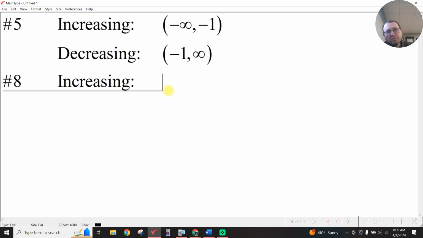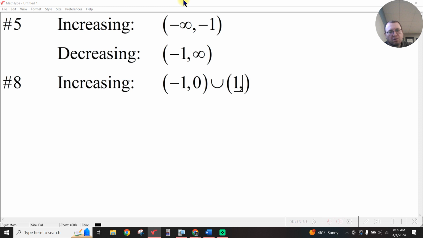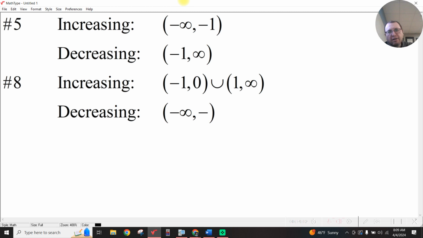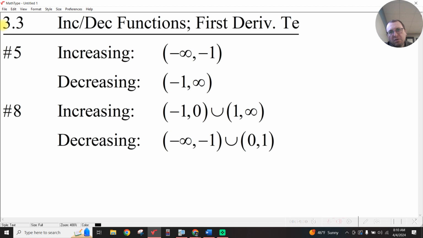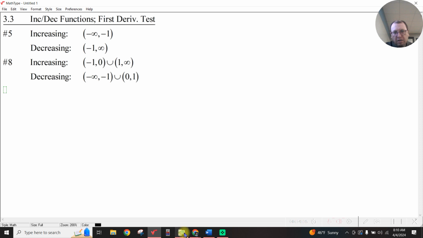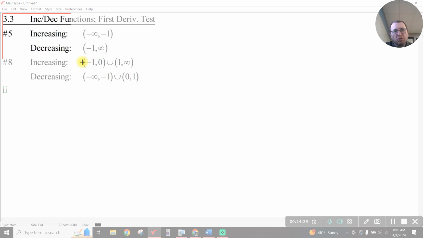-1 to 0 unioned with 1 to infinity. Okay, all right, got it. And then the other is the opposite. Negative infinity to -1, union, not 1, union with 0 to 1. And this is decreasing functions, first derivative test. Okay, all right, let me throw that in the notes, and then we'll start doing actual big time examples.